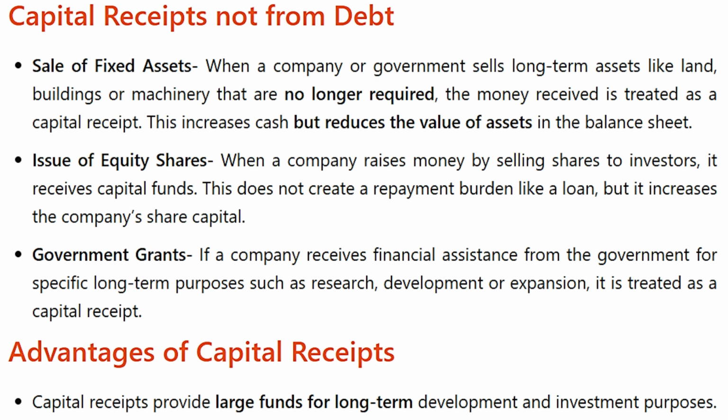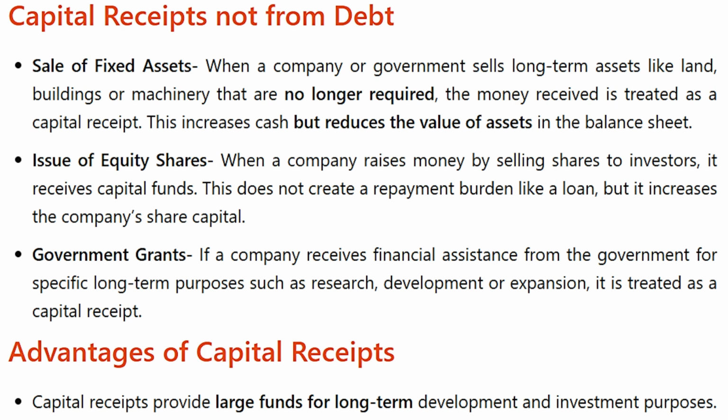Capital receipt not from debt. Sale of fixed assets. When a company or government sells long-term assets like land, buildings or machinery that are no longer required, the money received is treated as a capital receipt. This increases cash but reduces the value of asset in the balance sheet.